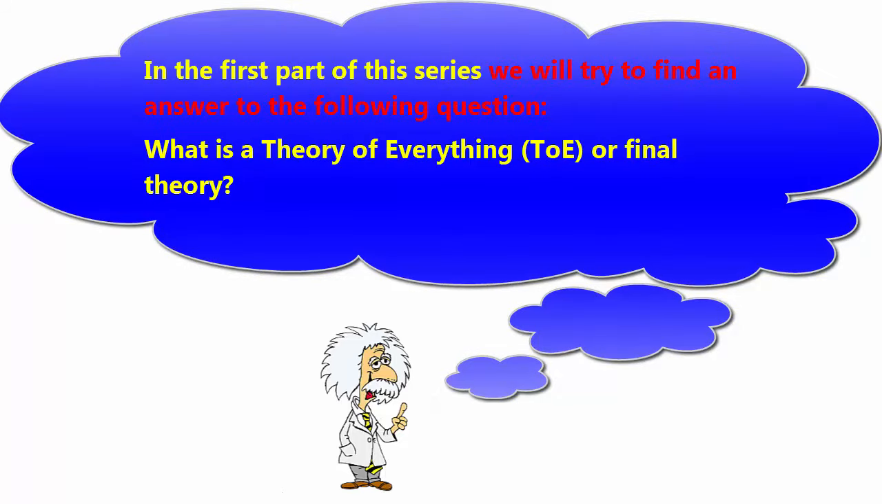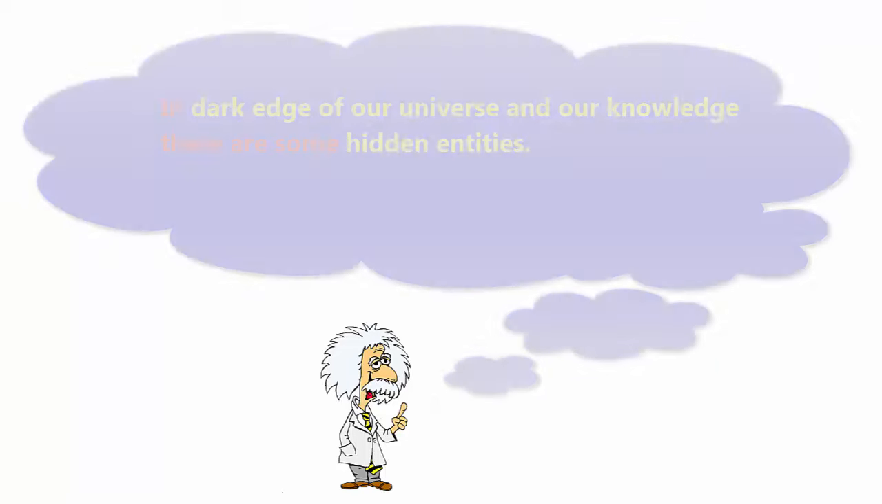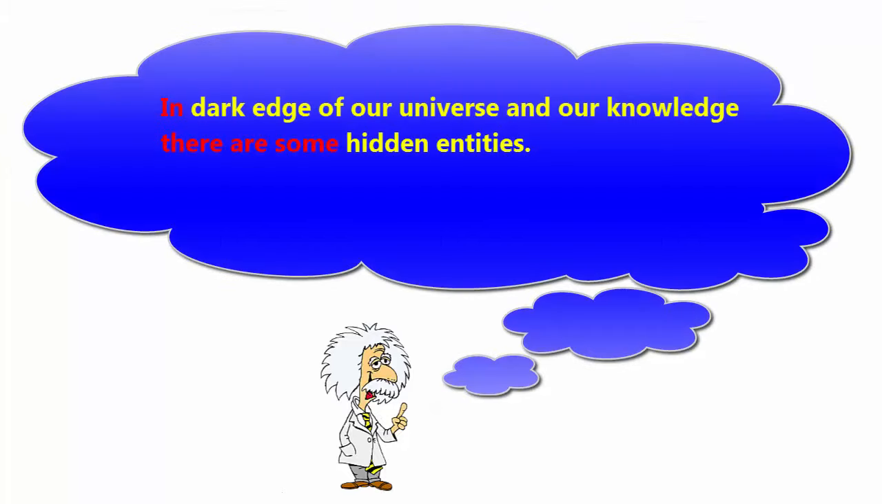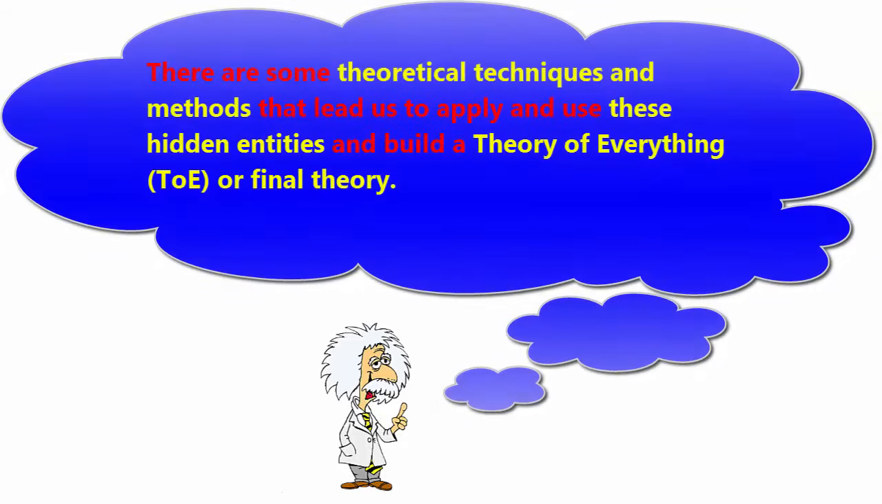In the first part of this series, we will try to find an answer to the following question. What is a theory of everything, or final theory? In the dark edge of our universe and our knowledge, there are some hidden entities. There are some theoretical techniques and methods that lead us to apply and use these hidden entities and build a theory of everything, or final theory.